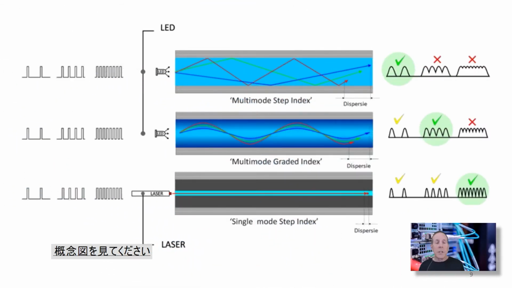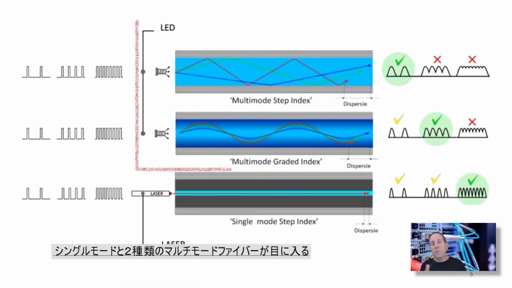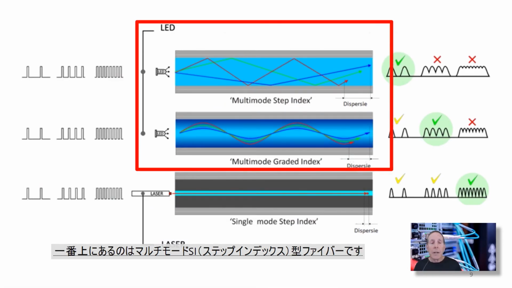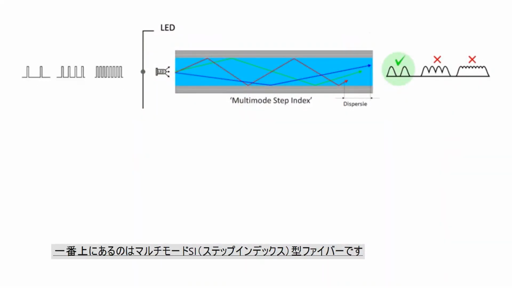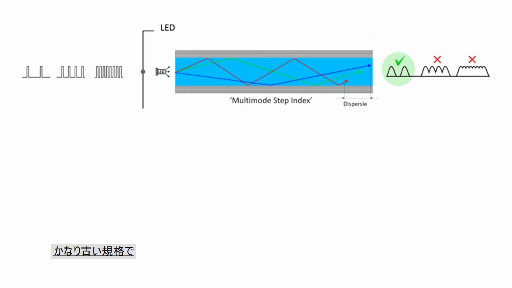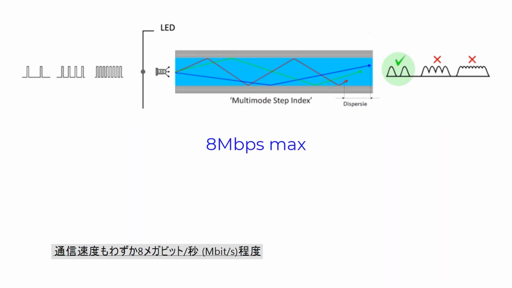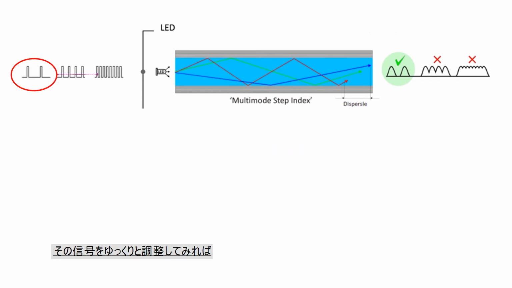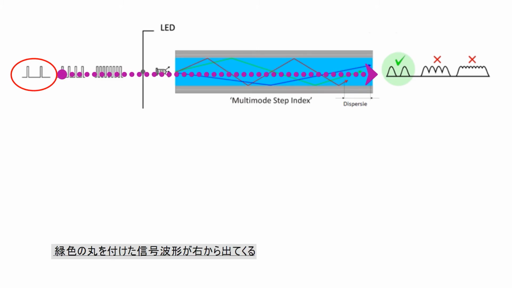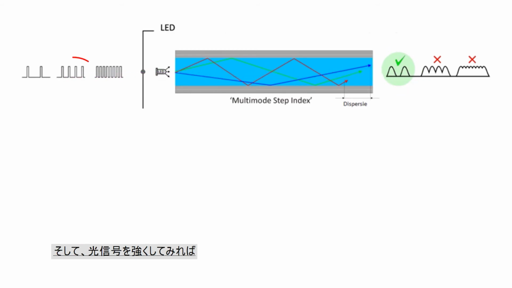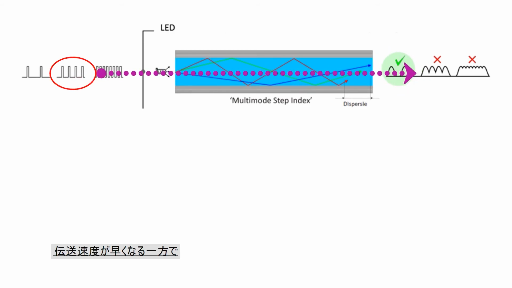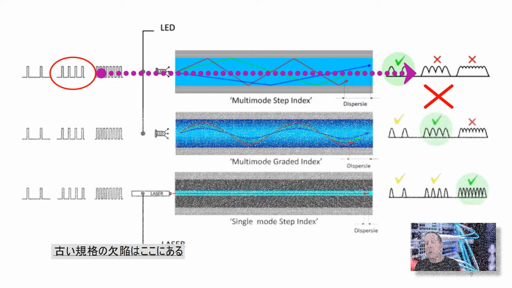So here's an example of multi-mode, two forms of multi-mode and one single mode. The top multi-mode is called multi-mode step index. It's an old style fiber optics that ran about 8 megabits per second. You can see at the input I've got digital signals. As I modulate those signals very slow, indicating by the first set of digital waveforms, I can get it through. You can see the green circle and the green check mark. But as I start modulating that light a little bit faster, a faster rate, you see it doesn't get through. And of course, the faster rate, it doesn't. So this was one of the early fiber optics.